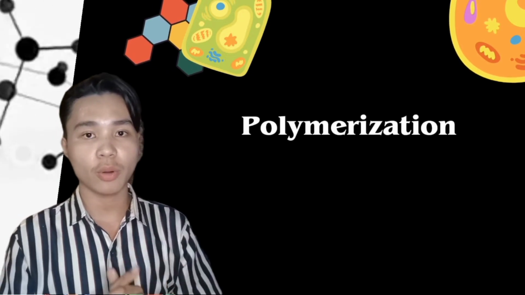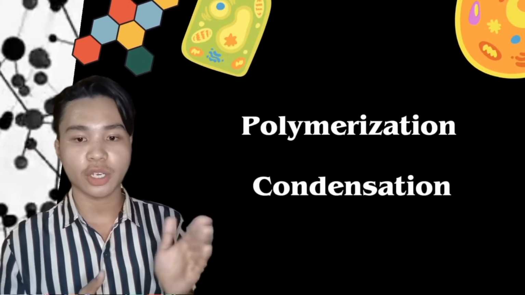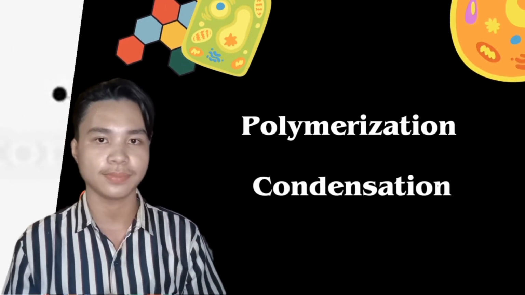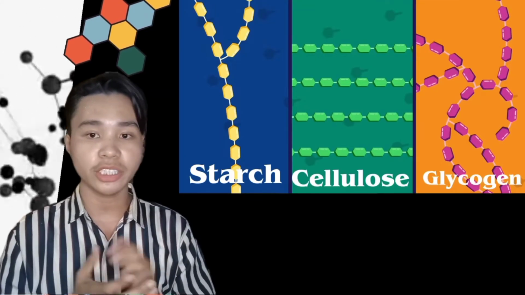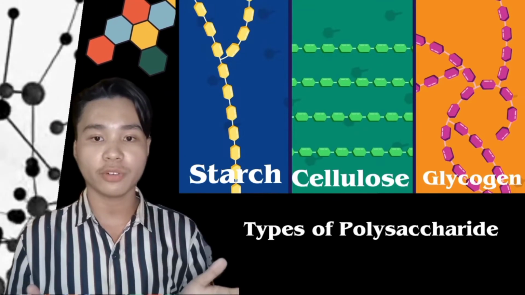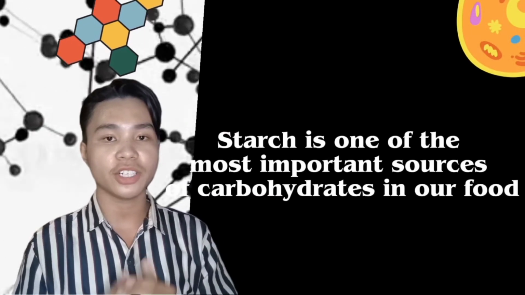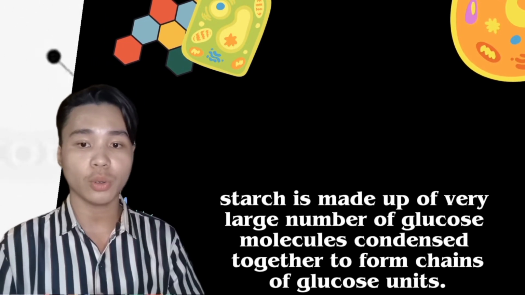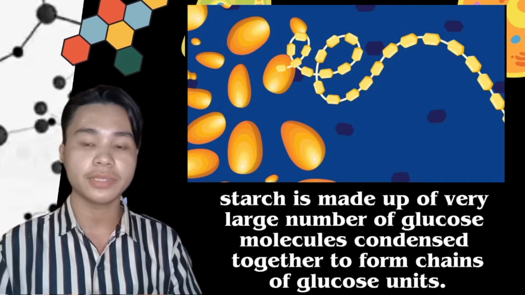And you also have what we call condensation, the reaction in which water molecules are released as a byproduct. Starch, cellulose, and glycogen are types of polysaccharide, formed from the condensation of many glucose molecules. Starch is one of the most important sources of carbohydrates in our food. It is commonly present in vegetable foods such as cereals, potatoes, etc. However, starch is not formed or stored by animals. Starch is made up of very large numbers of glucose molecules condensed together to form chains of glucose units.